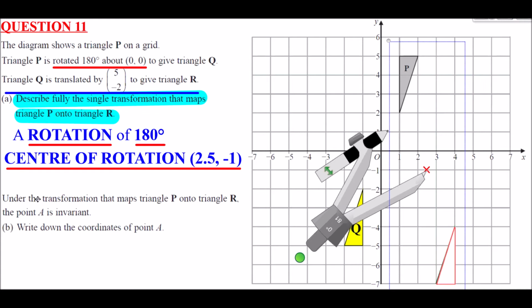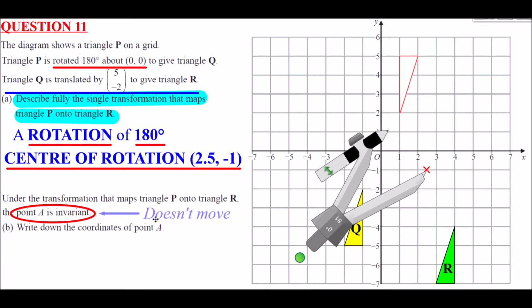So part B, what it's saying here is under the transformation that maps triangle P onto R, the point A is invariant. So first of all, what on earth is that word invariant? What does it mean? It's a fancy word, but all it actually means is that a shape, point A this is, just means it doesn't move. That's all it means. Invariant means it does not vary, it doesn't change, it doesn't move.